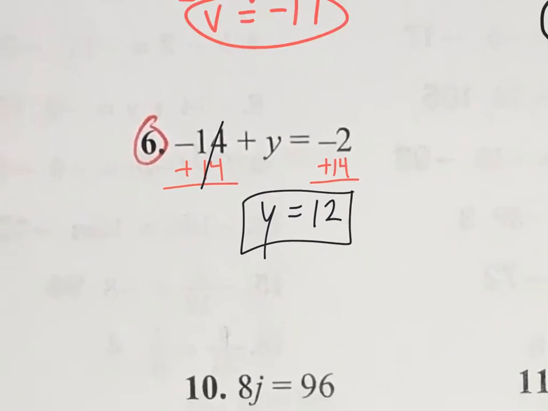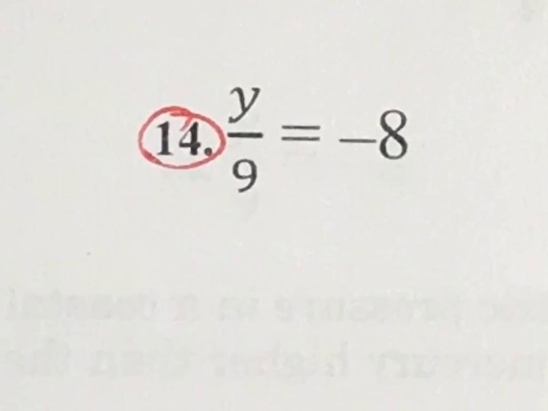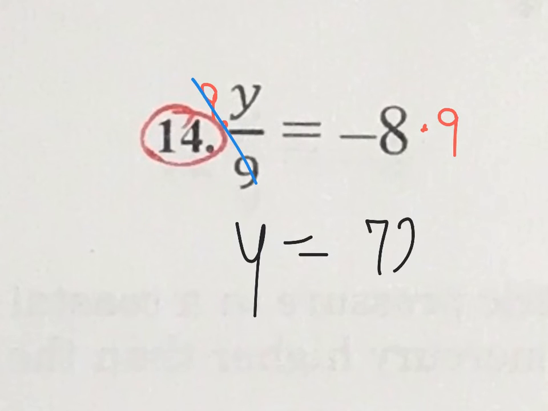Let's try another. Let's jump to fractions. Right there it says y divided by 9. I don't want the divided by 9. How do I get rid of the divided by 9? Multiply by 9. That'll cancel out. But of course, what I do to one side, I must do to the other. Multiply by 9 over there. So I will have y equals 8 times 9 is 72. A negative times a positive is a negative.